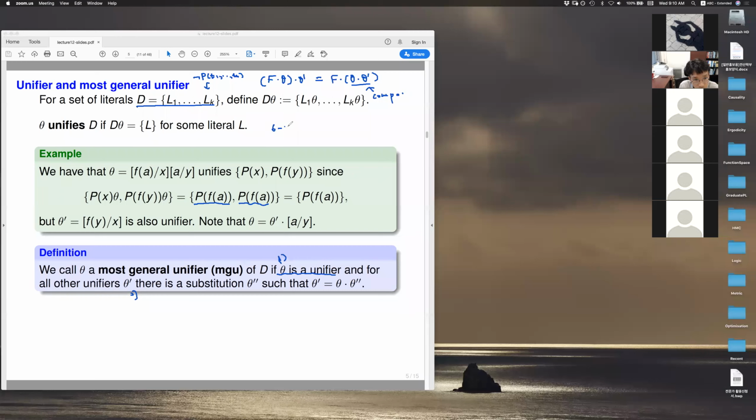So you can think of substitution as a mapping from sigma terms. So sigma is a signature and sigma terms. This second condition is saying we have a substitution sigma prime.